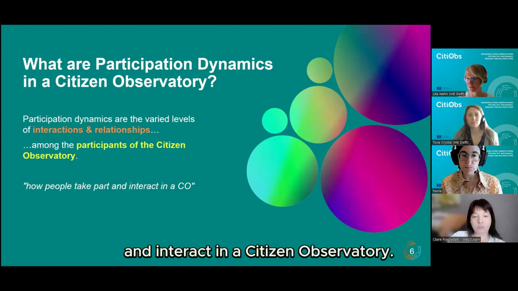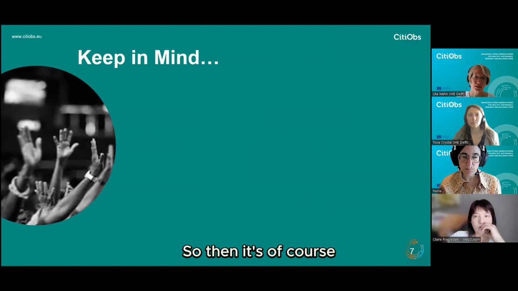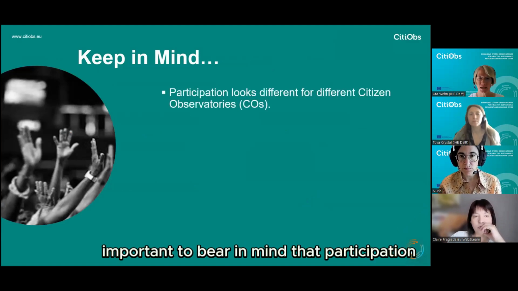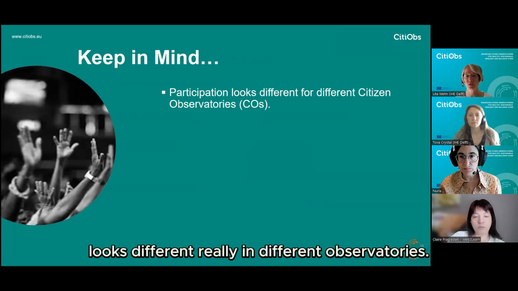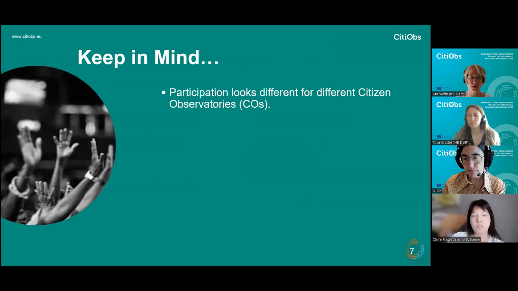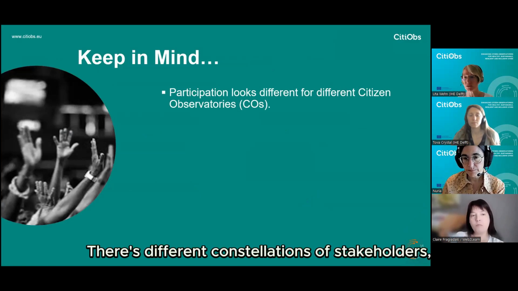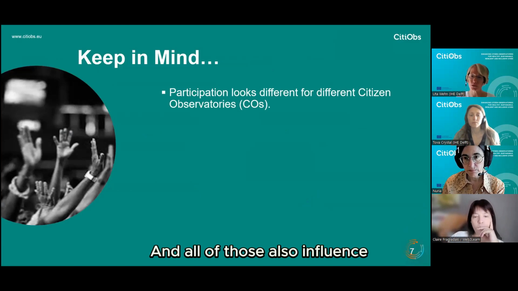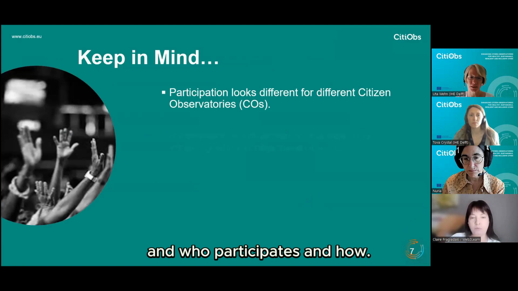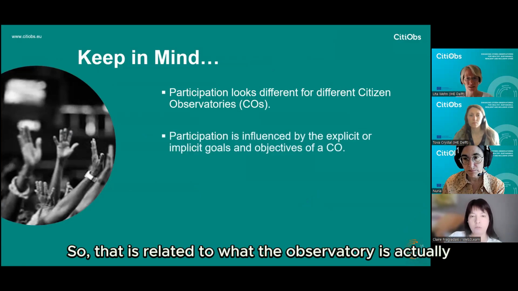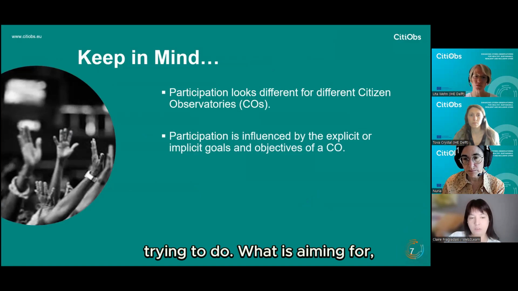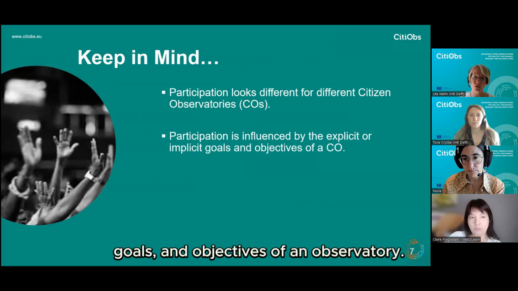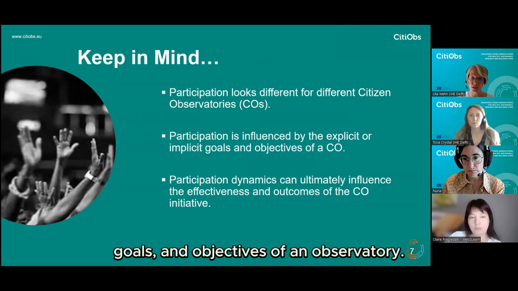So then it's of course important to bear in mind that participation looks different really in different observatories. There's no one size fits all. There's different constellations of stakeholders, different communities, different environmental issues, and all of those also influence who participates and how. So that is related to what the observatory is actually trying to do, what it's aiming for, which may be explicit but also implicit goals and objectives of an observatory.